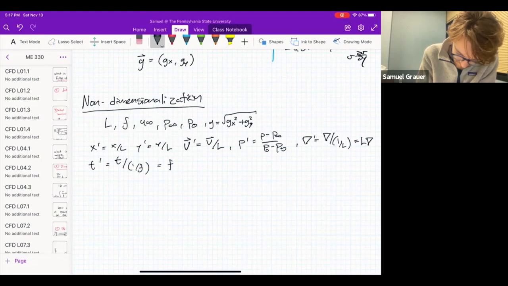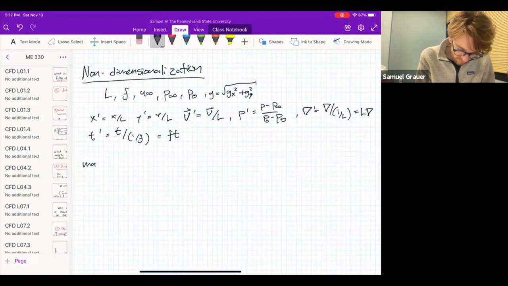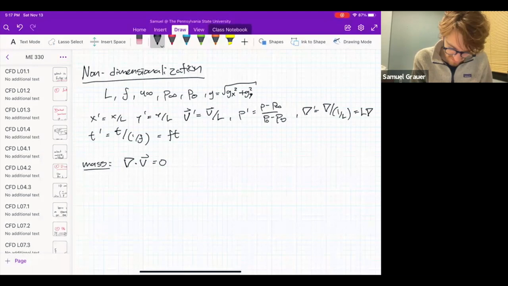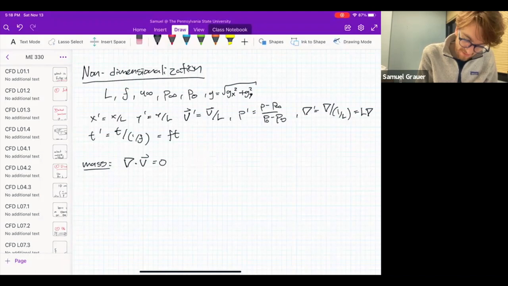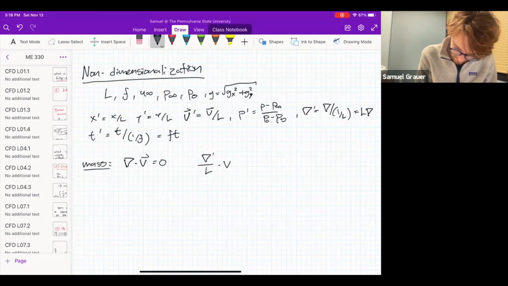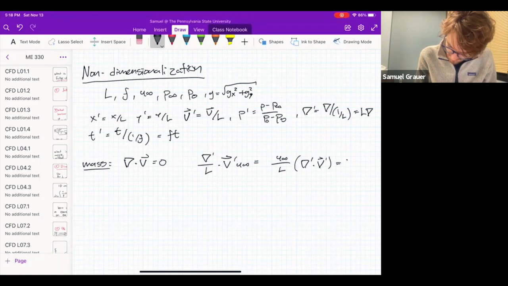Okay, so if we take this and we look at that mass conservation equation that we start with, we had del dot V equals zero. What we do is we input the results into that. We swap out these scales. So what we'll actually have is del prime over L dot V prime times U infinity is going to be equal to U infinity over L times del prime dot V prime equals zero, which simplifies, of course.